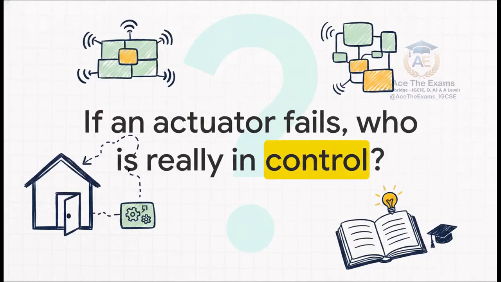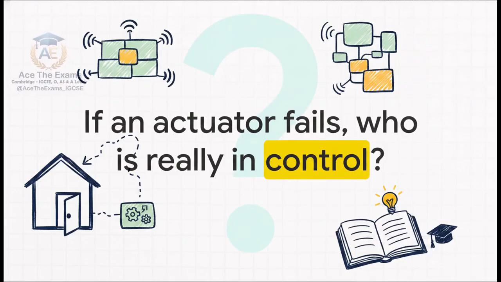And I'll leave you with this final thought. As our control systems and WSANs become infinitely more complex, if an actuator fails and randomly opens your front door in the middle of the night, who is really in control?